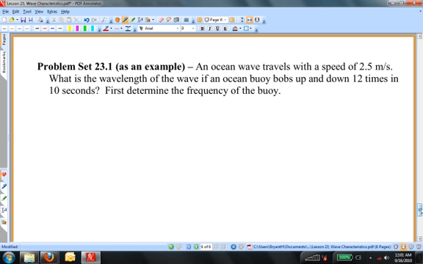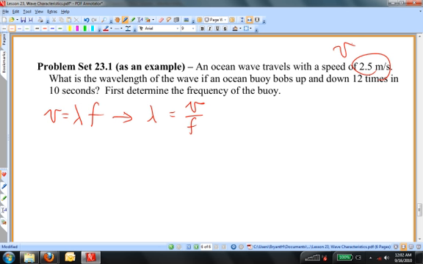What is the wavelength of the wave if an ocean buoy bobs up and down 12 times in 10 seconds? First, determine the frequency of the buoy. Well, what are we trying to find? The wavelength. So we know what the speed is. We're looking for lambda. So we know what v is. It's 2.5 meters per second.